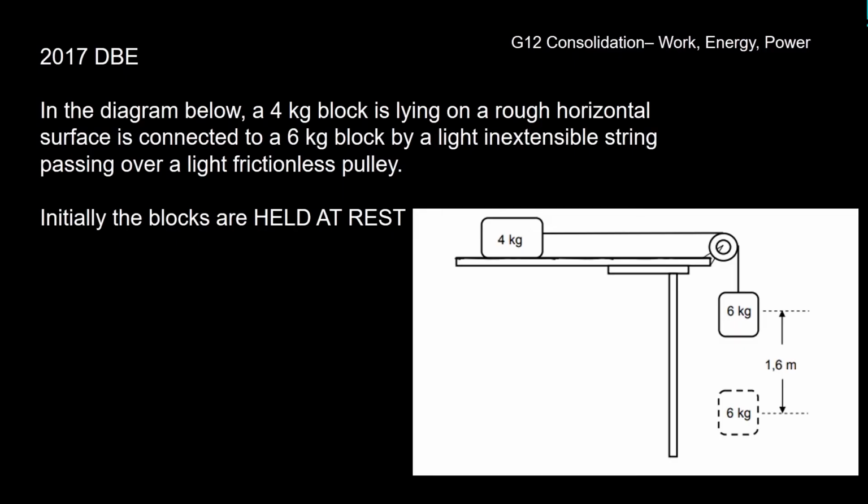Welcome back, grade 12s, from the break. We're heading straight into the next one. Let's read it. In the diagram below, a 4 kilogram block is lying on a rough horizontal surface. That's telling us we've got a frictional force. It's connected to a 6 kilogram block with a light inextensible string. That's a big word. All it means is that the string can't act like a spring and get bigger. So it really has no impact on the whole system.